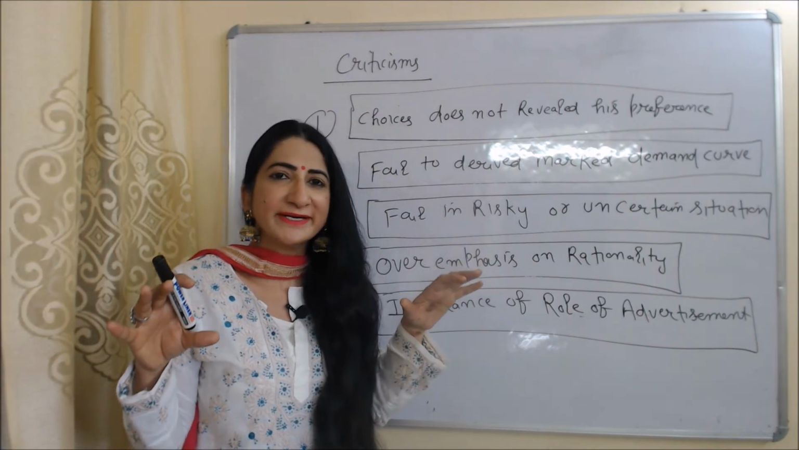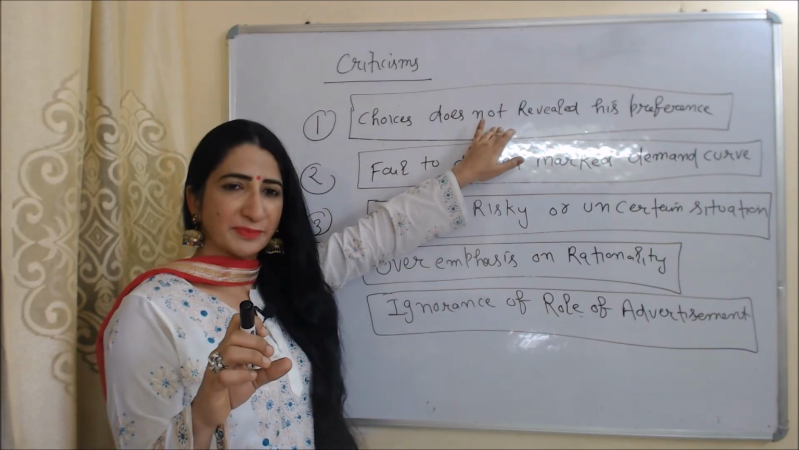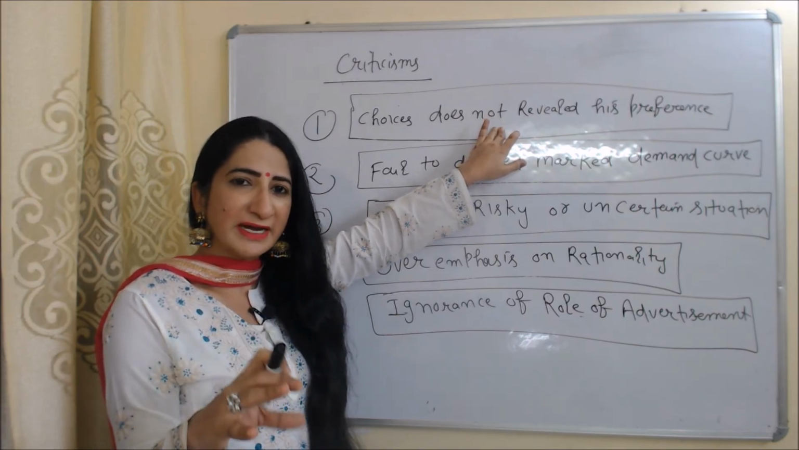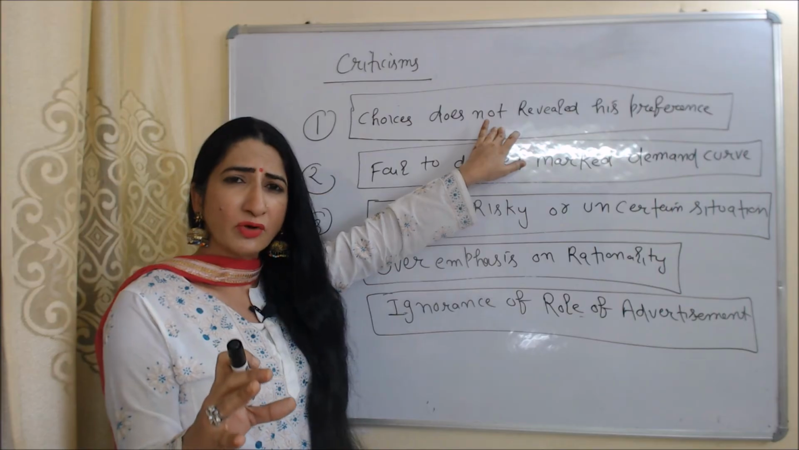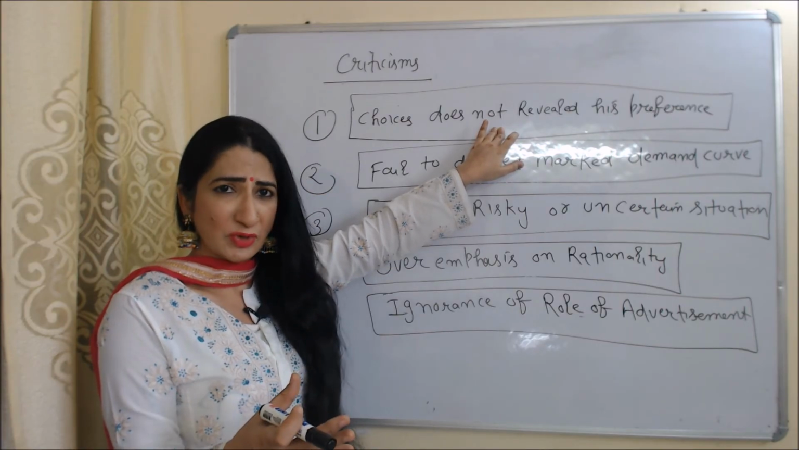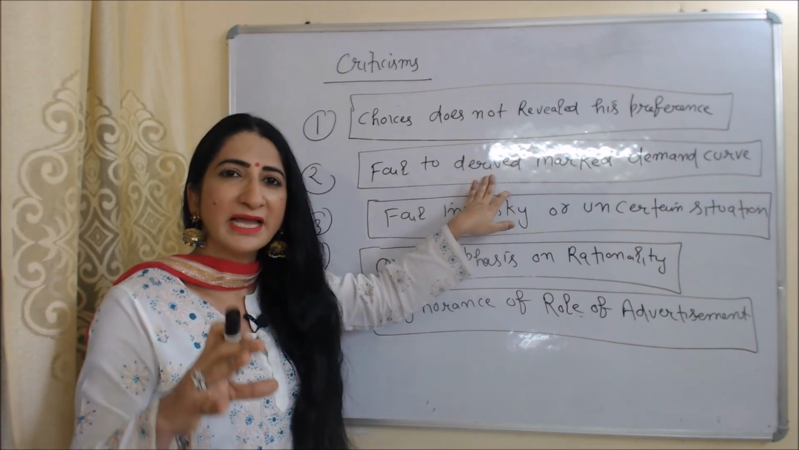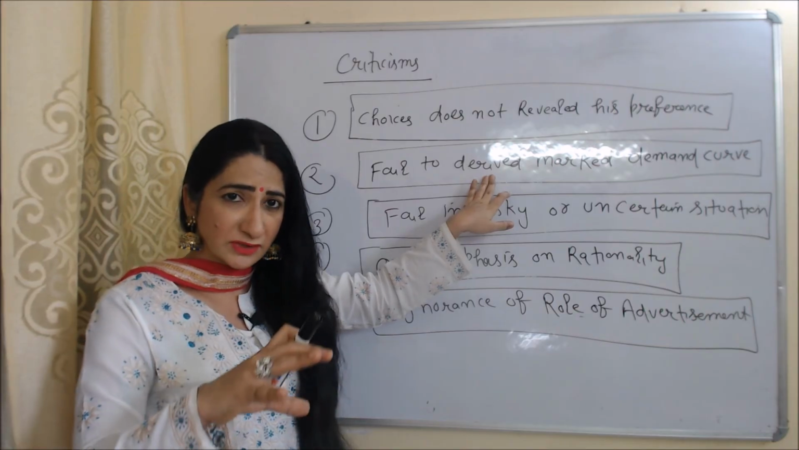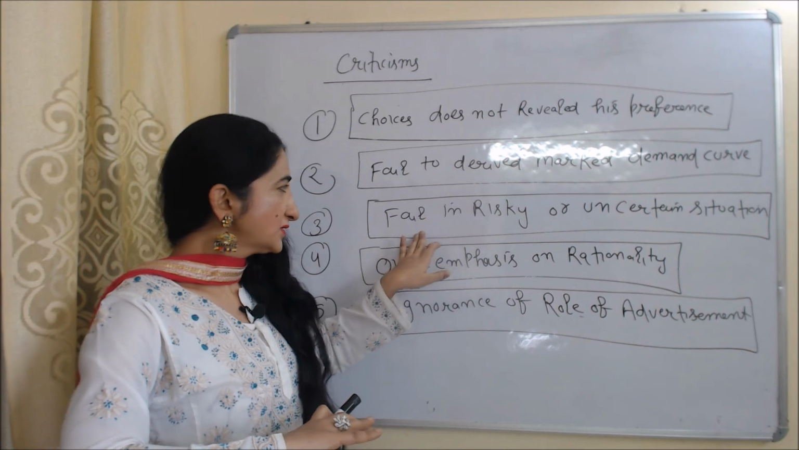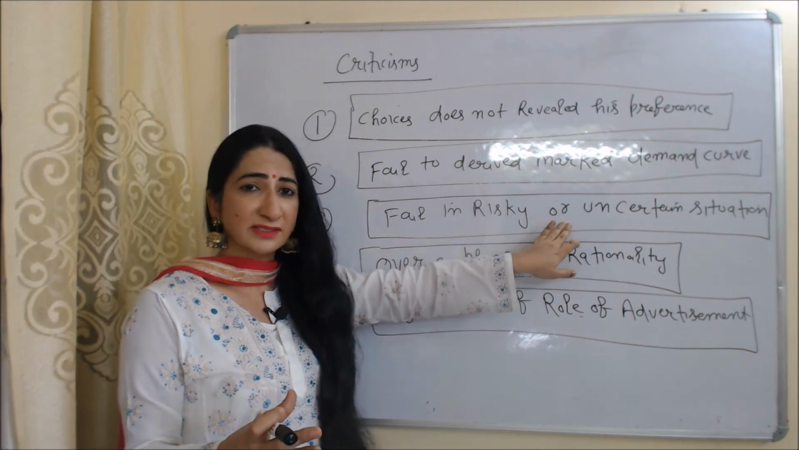Now we are going to talk about criticisms of this theory. First is that choices do not reveal his preference. According to this theory, people's preferences are revealed by their choices. But this is not always true. Sometimes people's preferences are not revealed by their choices. Next is failure to derive the market demand curve. This theory is only applicable in the case of an individual consumer, and it fails to derive the market demand curve. This theory also fails to analyze consumer behavior in risky and uncertain situations.